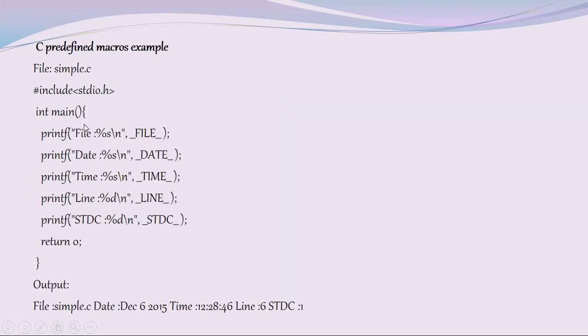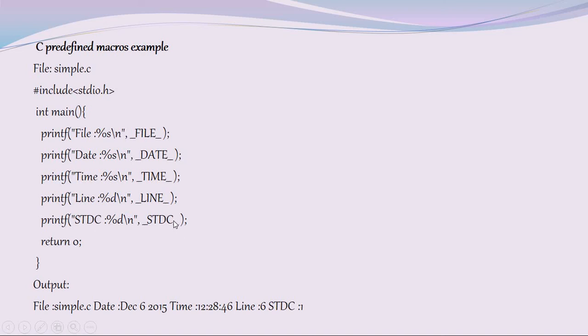Let us see the sample code to understand it clearly. #include <stdio.h>, int main open curly, printf. First we are going to print the current file name, so we are using the FILE macro. Then to get the current date, we are using the DATE macro. We are printing with percentage s the TIME macro, then the LINE macro, that is the line number, sixth line number: 1 2 3 4 5 6, so 6. Then STDC.